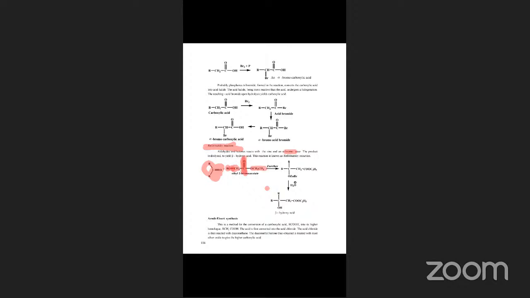Alpha bromo ester. The product is hydrolyzed. What product do we get when we hydrolyze? Beta hydroxy acid.